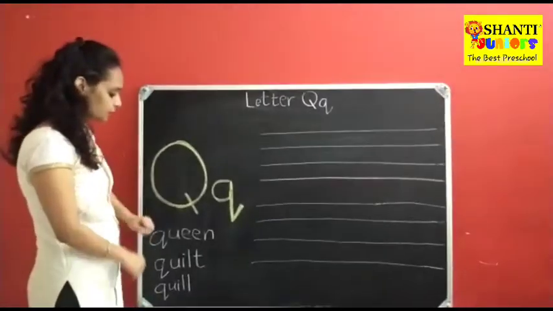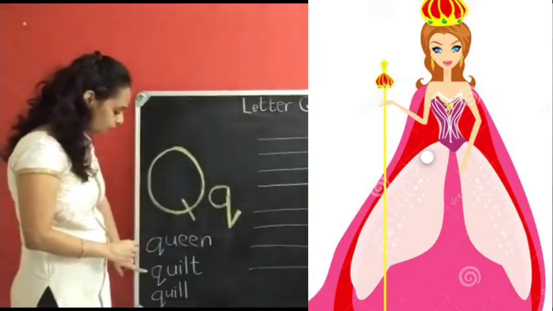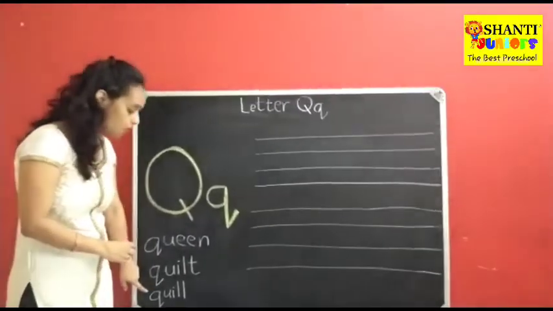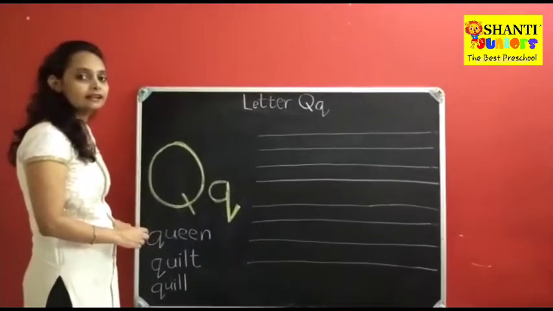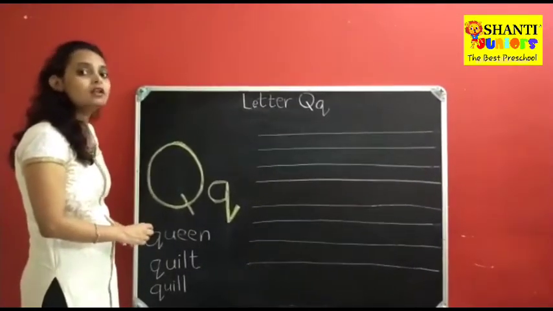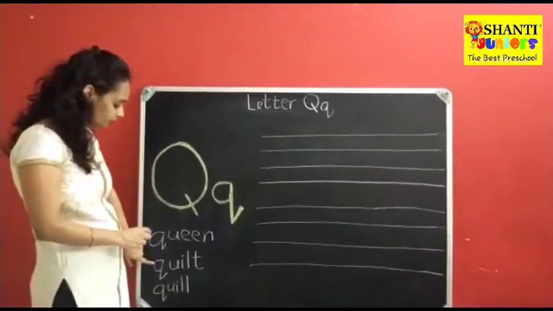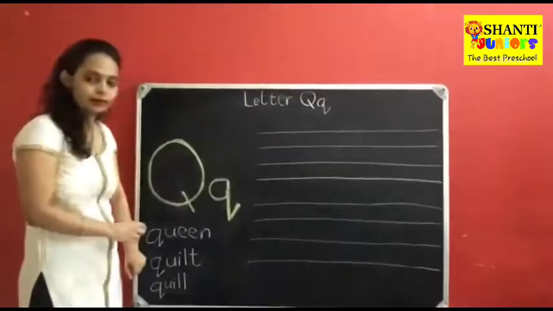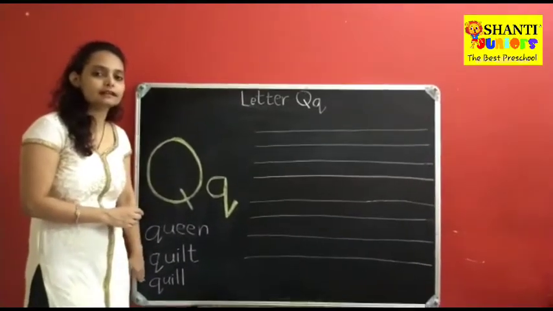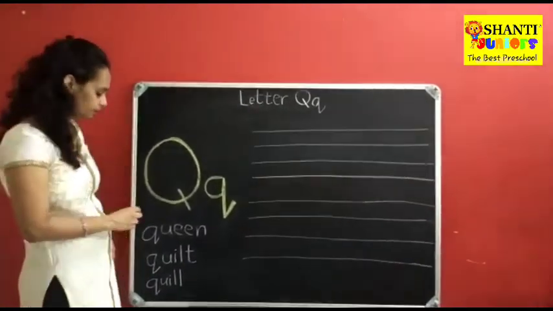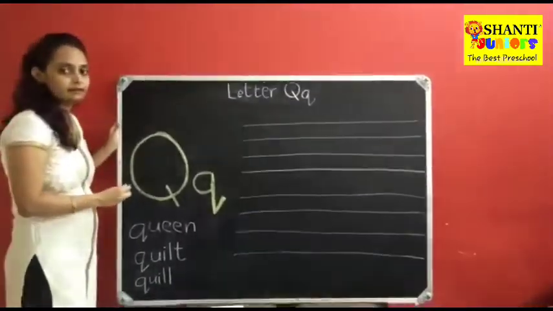And the words that start with letter q are, children, q for queen, q for quilt, q for quill. Q for queen. Queen means a Rani, the wife of a king is called queen. Yes, children? The quilt and the quill. Okay, the feathers, you have seen feathers. The feathers of the bird, that is called a quill. Okay. So, today we are going to learn how to write letter Q.